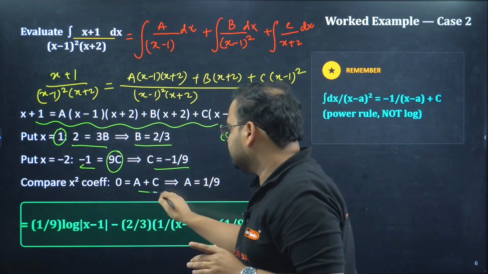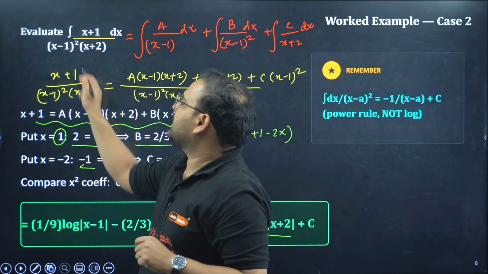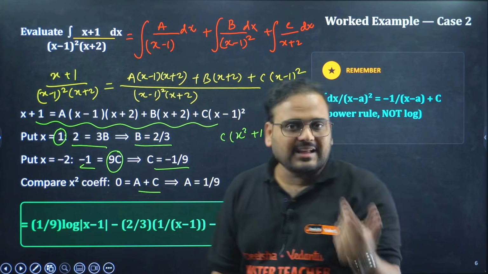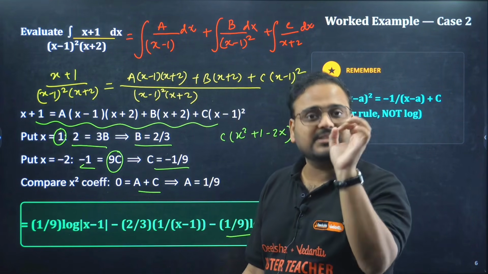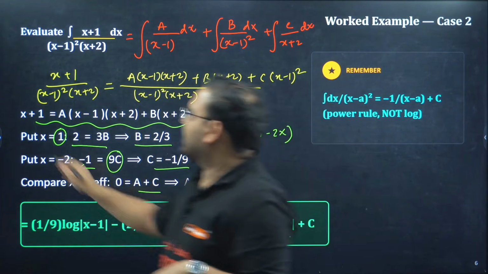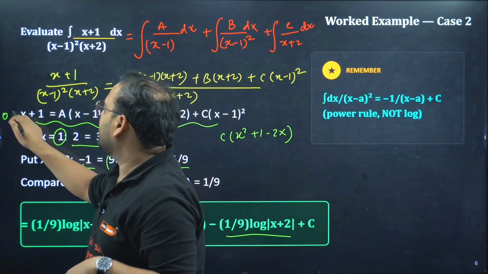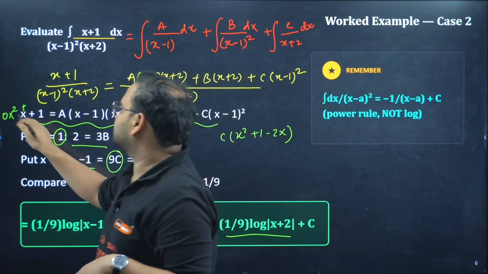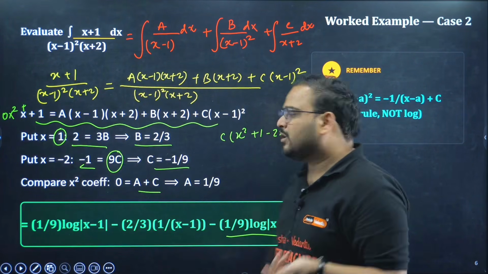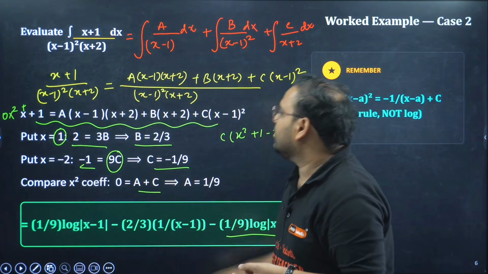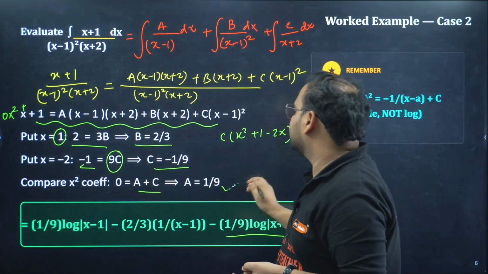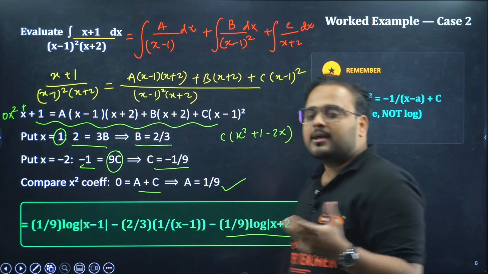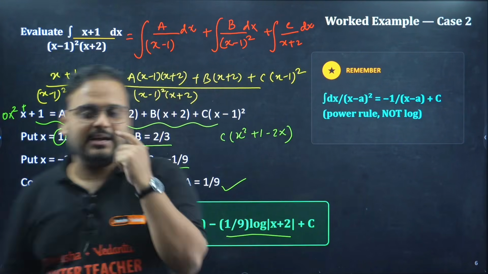So a plus c. Look at the left hand side, x plus 1. What is the coefficient? Nothing is there, sir. There is no x square. It means it must be 0. Because if I write over here 0 x square plus this, it means what? The same thing, 0 only. So I've taken a plus c as 0. Since c is minus 1 by 9, a becomes 1 by 9. Again, you can do your own calculation as well. Try once and let me know.